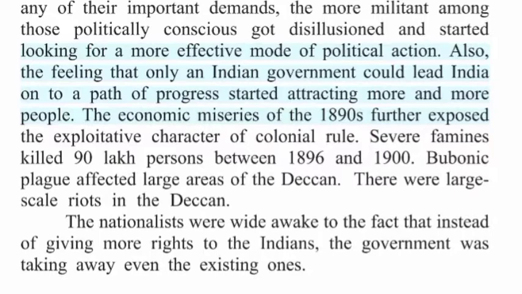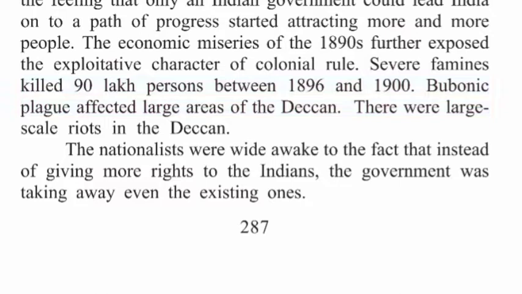and more people. The economic miseries of the 1890s further exposed the exploitative character of colonial rule. Severe famines killed 90 lakh persons between 1896 and 1900. Bubonic plague affected large areas of the Deccan. There were large-scale riots in the Deccan. The nationalists were wide awake to the fact that instead of giving more rights to the Indians, the government was taking away even the existing ones.